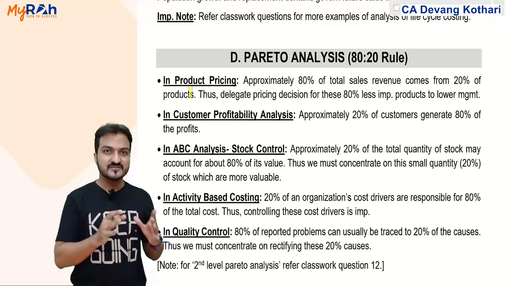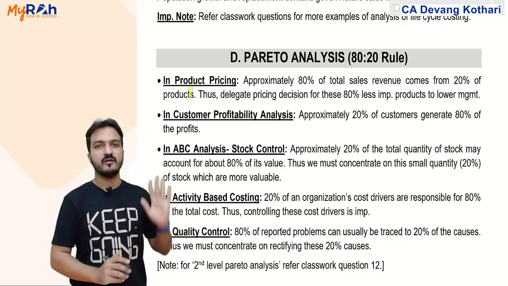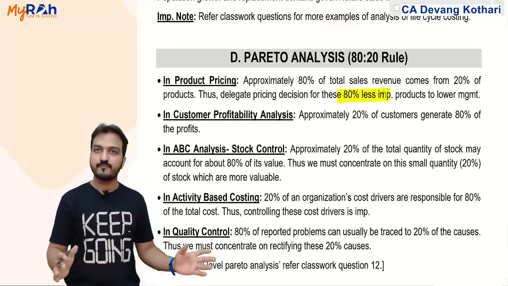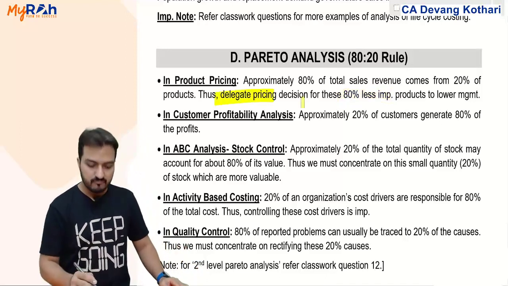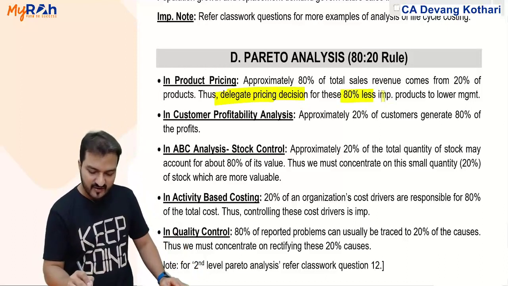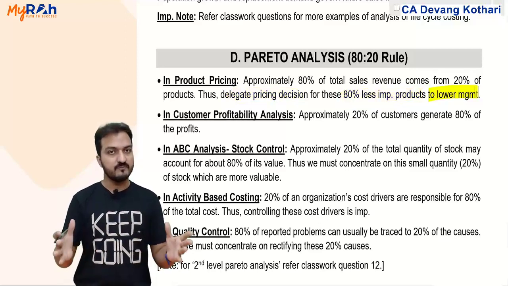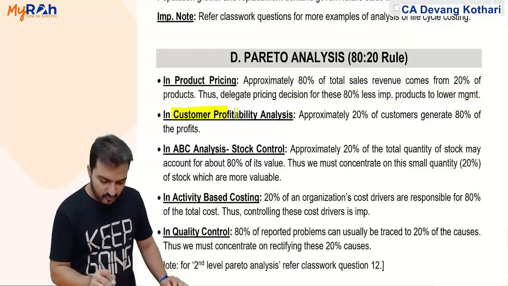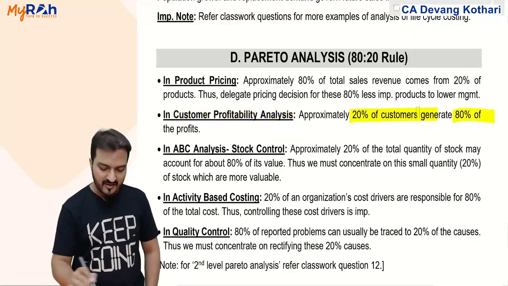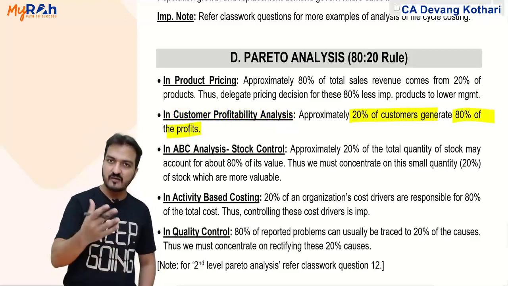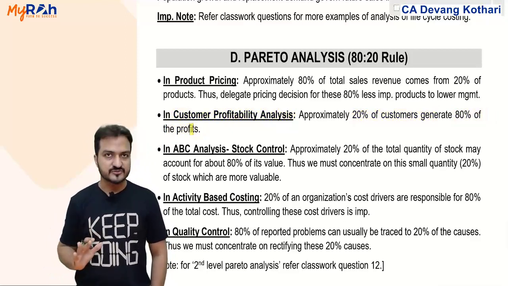So I should focus my attention more on these 20% products, and the remaining 80% products which are less important, I delegate to the lower management. Maybe I can delegate pricing decisions of the 80% less important products to lower management. That is how I can manage my company better. Or you can apply the 80-20 rule in customer profitability, which says that 20% of the customers generate 80% of the profits. These are important customers, cream customers. I should provide better services to these customers.